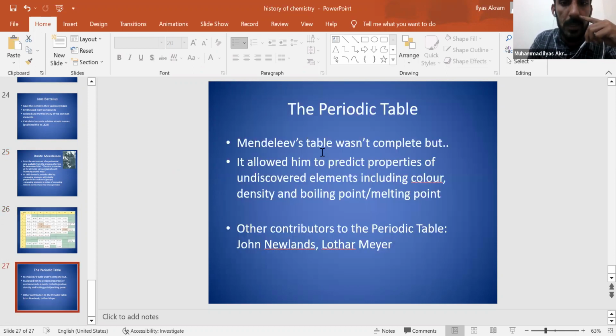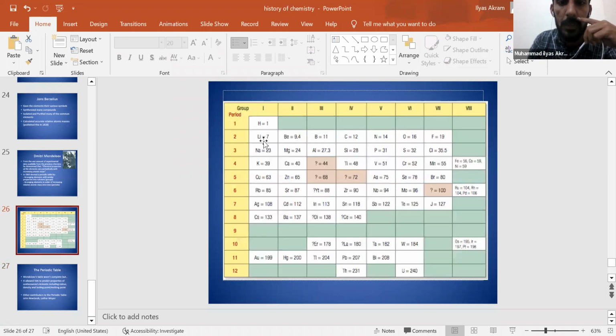Mendeleev. Mendeleev's table was not complete, but it allowed him to predict properties of the undiscovered elements, including color, density, and boiling point, etc. So he made this table on the basis of chemical properties, so he could also think about the next elements that would be placed in the other spaces. So now we will discuss simply the scientists who made the simplest discoveries.